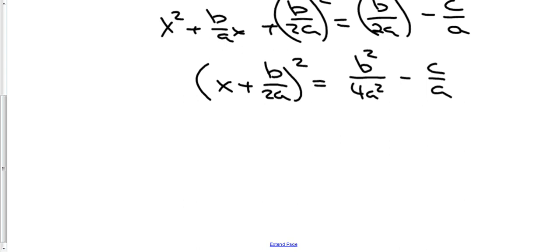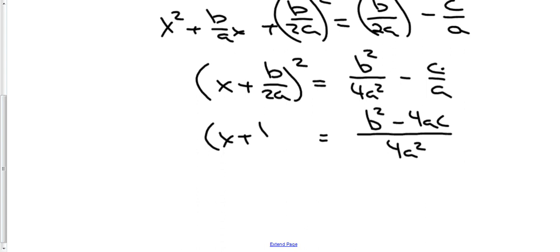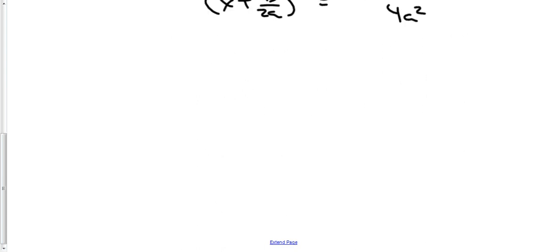I'm going to combine these two fractions. In order to do that, I need a common denominator. That's 4a squared. B squared is fine, but the c is missing a 4 and an a. Because it already has one a, I need two a's. I need a squared. So it's going to be minus 4a times c. Okay, and then let's bring down my b over 2a, squared.